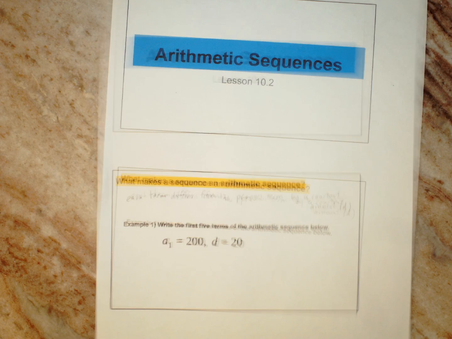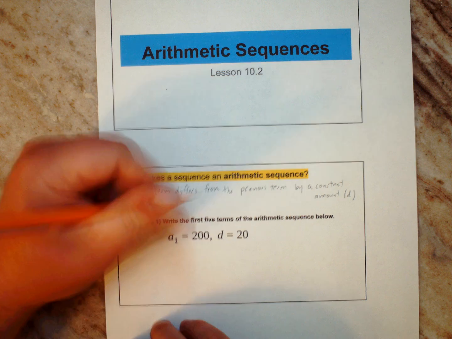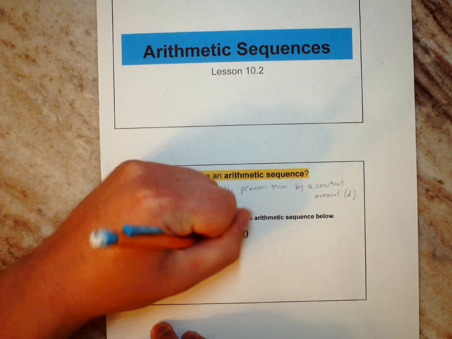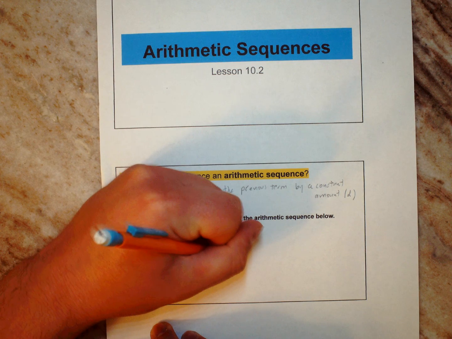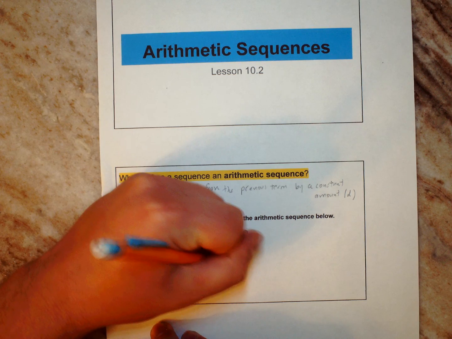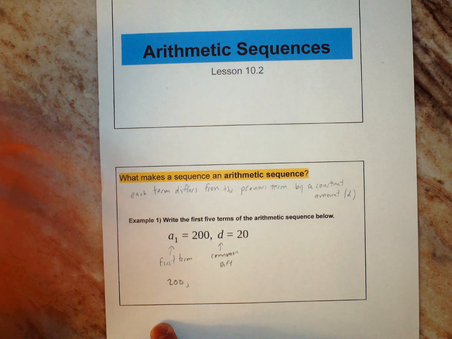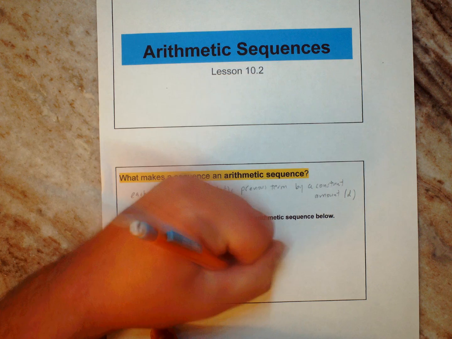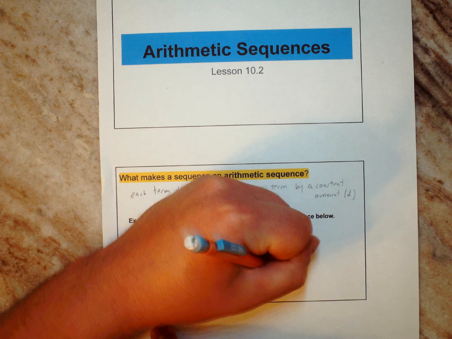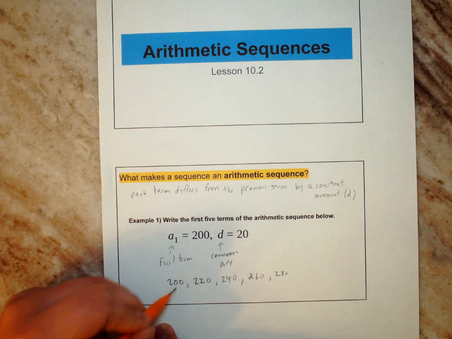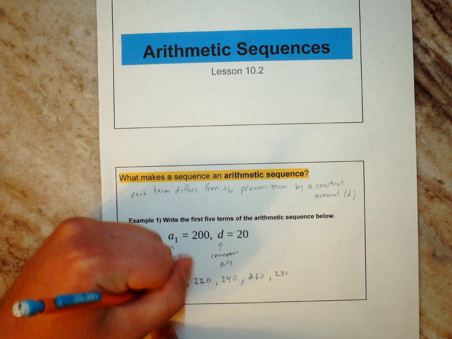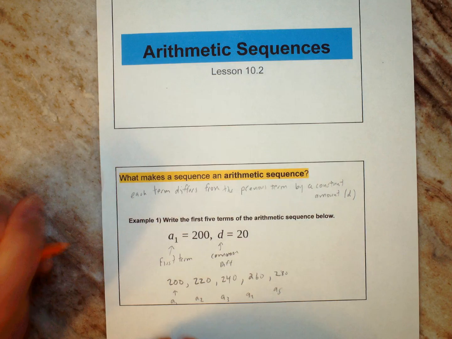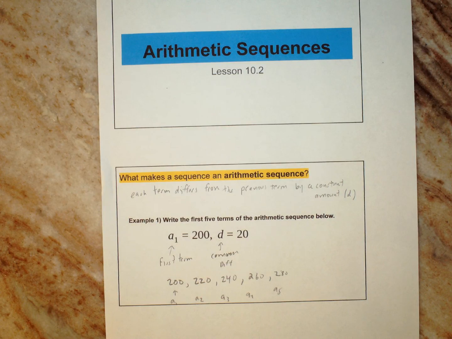So for this first example, you're going to write the first 5 terms of the sequence. a1 is the first term. The common difference is d, which is 20. So if the first term is 200, the next term is 220, a common difference of 20. Then the next ones would be 240, 260, 280. Those are the first 5 terms: a1, a2, a3, a4, a5. And that's example 1, as easy as that.